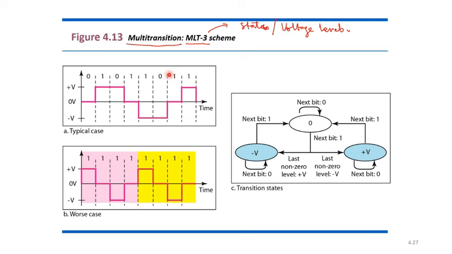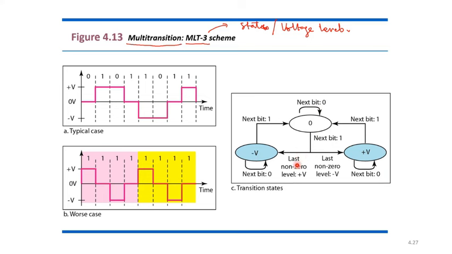Then again, the next bit is one. So if it is at this position and the next bit is one, then it will be going to the zero level. If it is on the negative side and the next bit is one, it will be going to the zero side. Now it is at zero level, next bit is one. So the next bit is one, and it can go to either the negative or positive side.